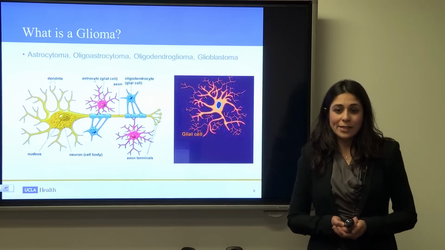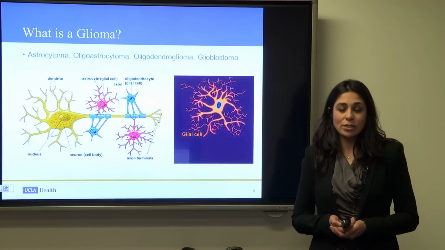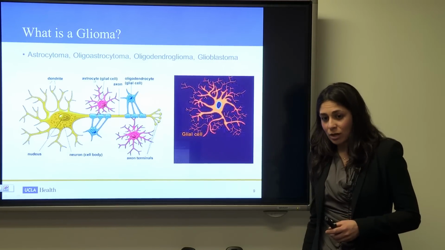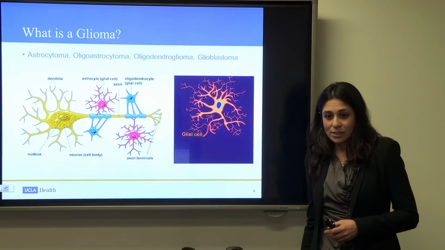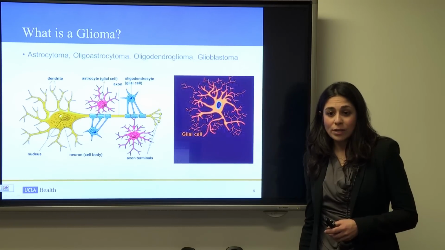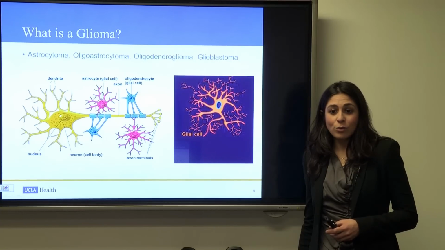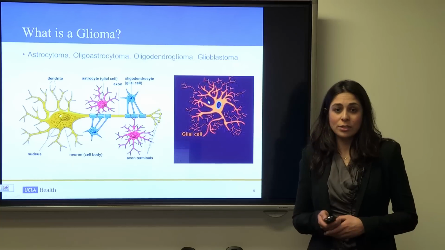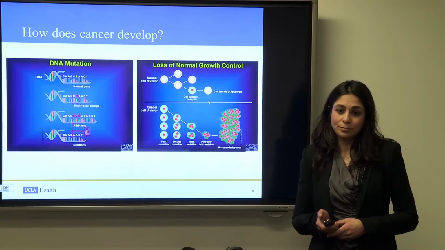What is a glioma? As I mentioned earlier, it consists of astrocytomas, oligoastrocytomas, oligodendrogliomas, and glioblastoma. Here you can see a neuronal cell, and that's the yellow cell, and this is the nucleus of that cell. Around it are the glial cells. So this blue is an oligodendrocyte, and the red is an astrocyte. It's the replication of these cells out of control that causes these gliomas. And here on the right, you can see a glial cell, just in a different representation.